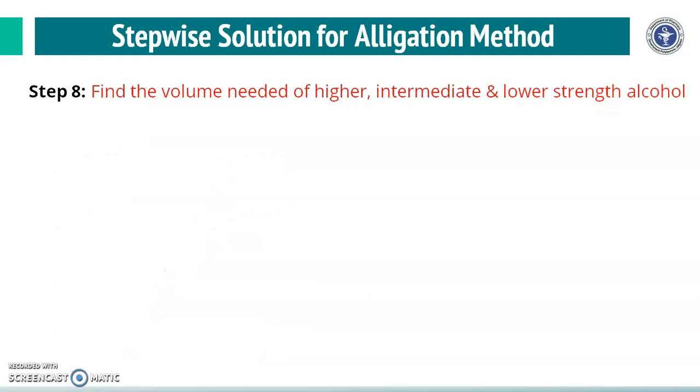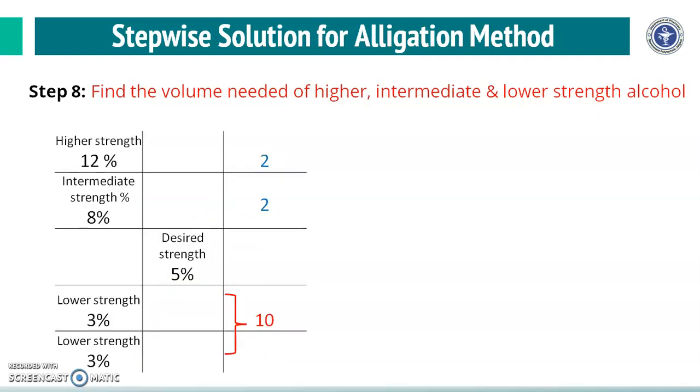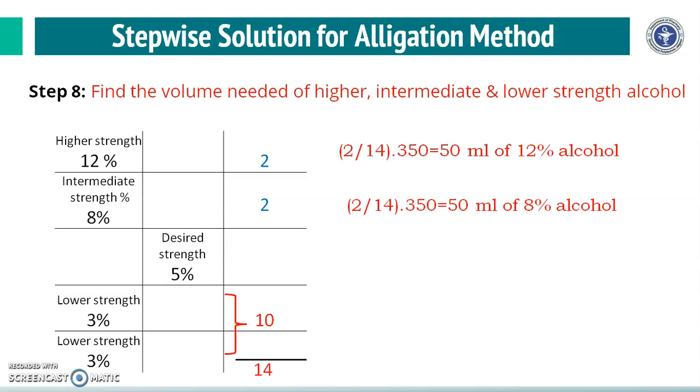But what about the volume? To find the volume, we have to go for the formula which we have discussed before. X plus Y plus Z is equal to 40. And therefore, here you can see 2 divided by 40 into 350 is equal to 50 ml of 12% alcohol. Same way, for the intermediate strength it is 2 divided by 40 into 350, which is equal to 50 ml of 8% alcohol. And the lower strength you get is 250 ml of 3% alcohol.